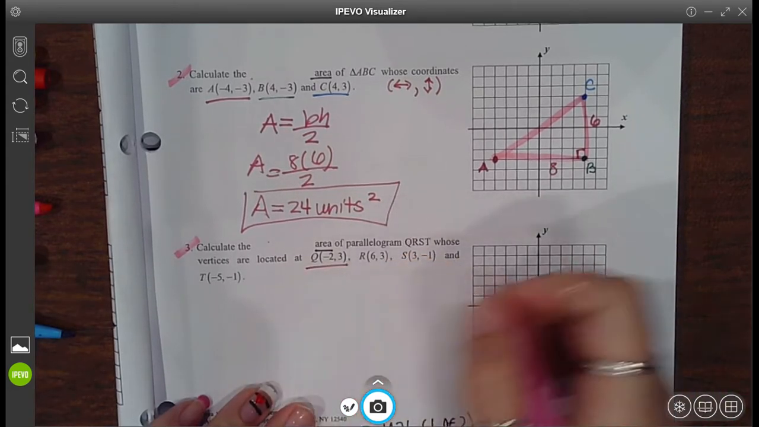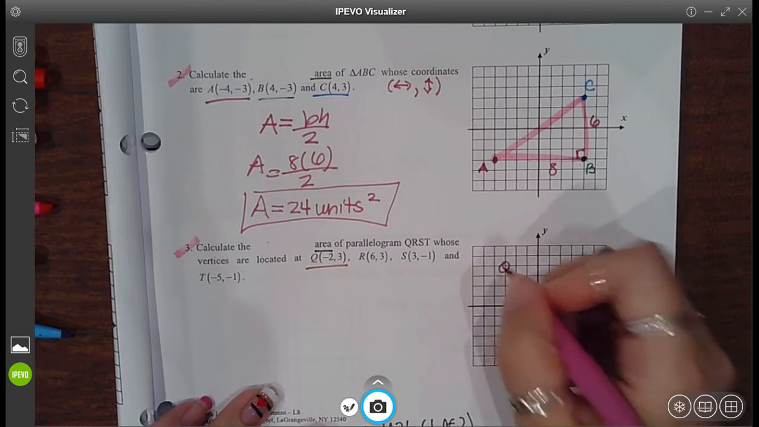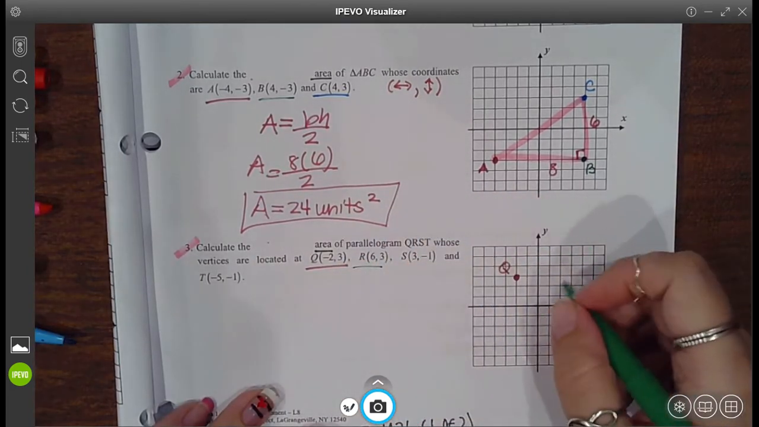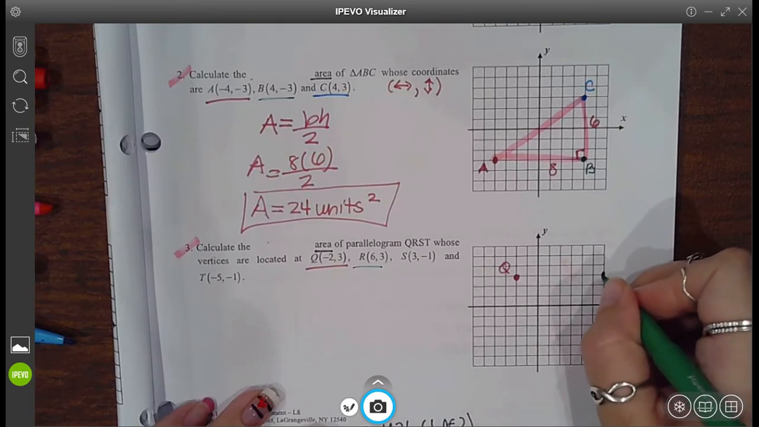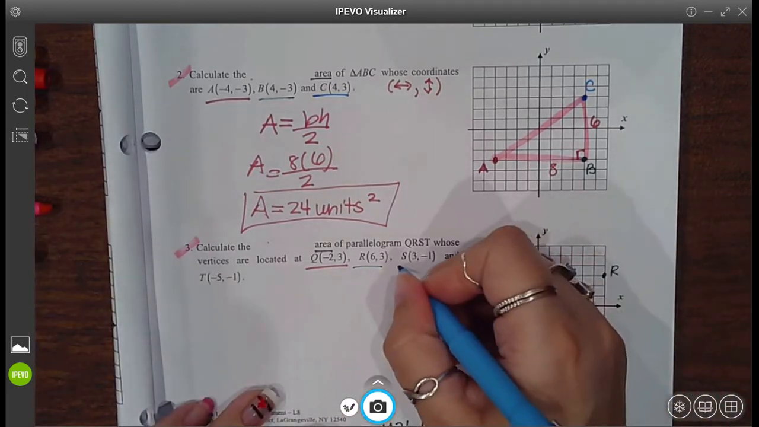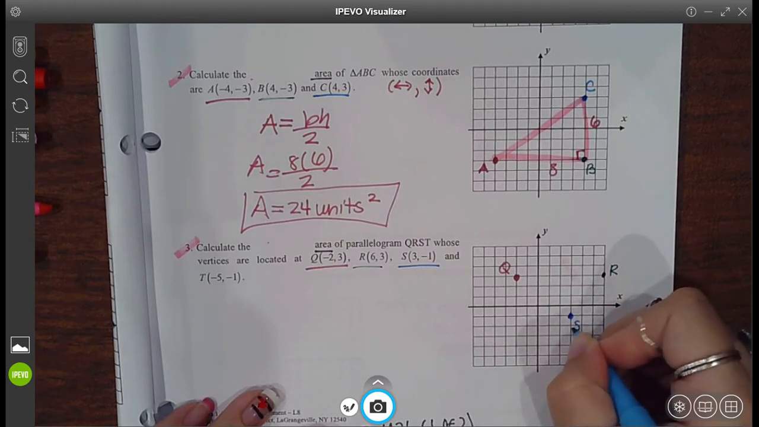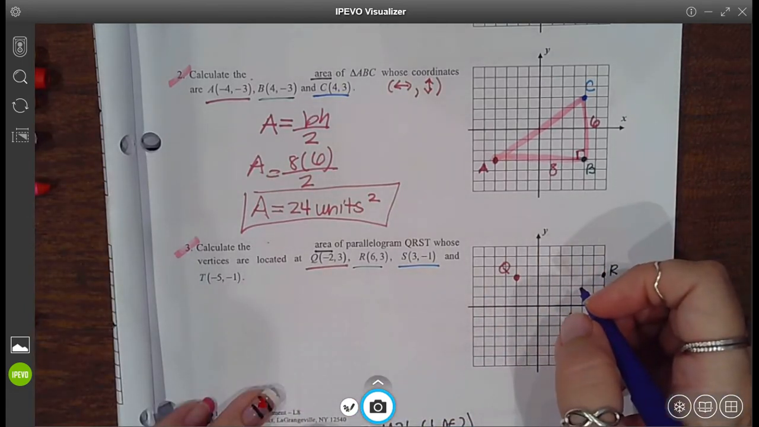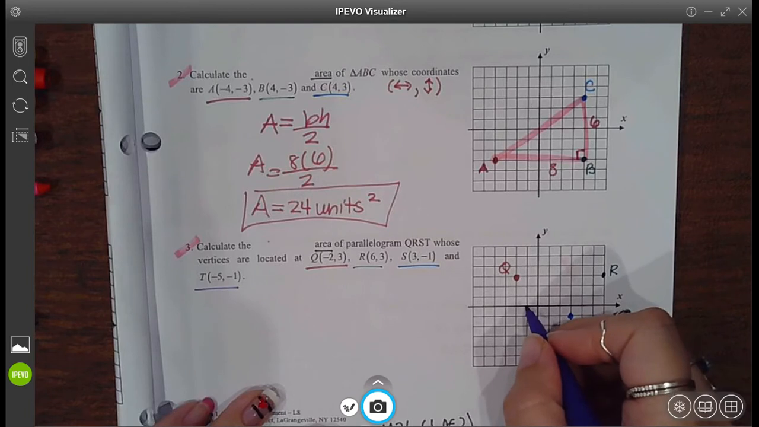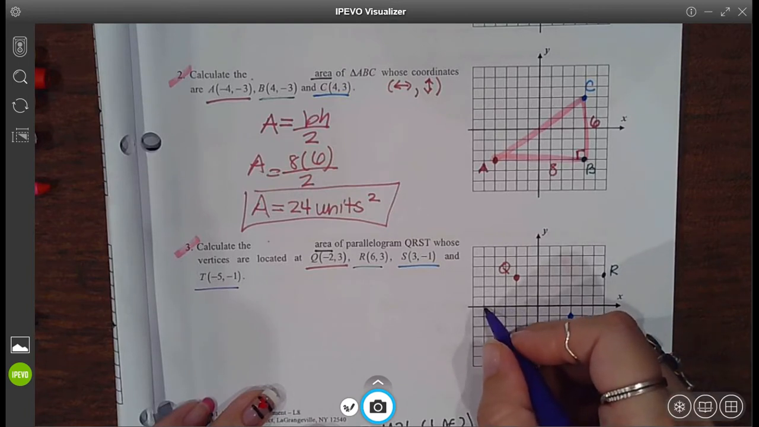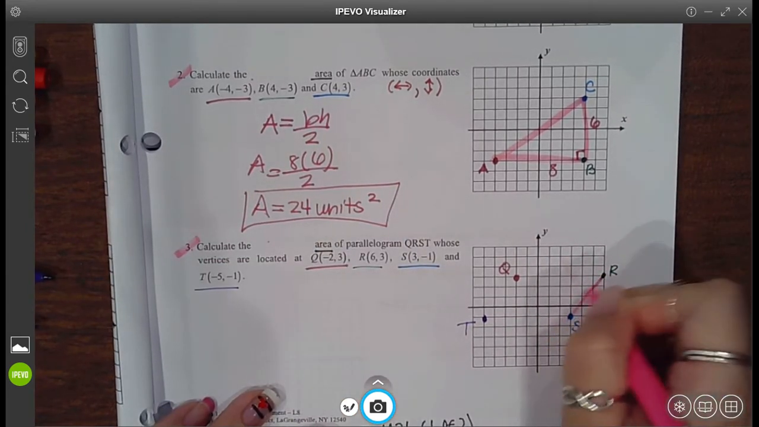My next one says -2, 3. So I'm going to go to the left 2, 1, 2, and then up 1, 2, 3. So there's my first point, Q. My next point is to the right 6, 1, 2, 3, 4, 5, 6, and then up 3, 1, 2, 3. Okay, and then S, which is to the right because it's positive, 1, 2, 3, and then down because it's -1. Next, we have -5, -1. So I'm going to go left because it's -5. 1, 2, 3, 4, 5. And then down 1 because it's negative. Okay, now those are my points. So let's go ahead and connect them.